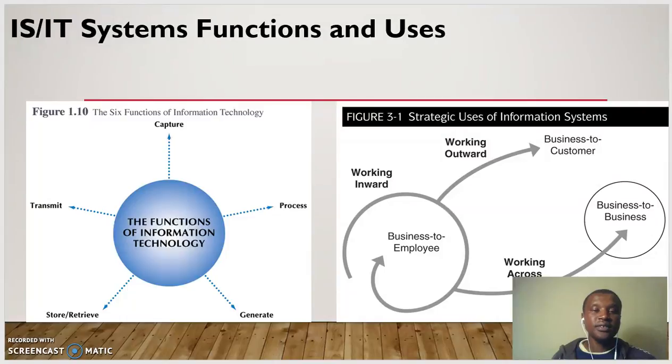IT has six functions, which is to capture, to process, to transmit, generate, store, and retrieve information. From a strategic user's point of view, you can look at it from an internal perspective, use within an organization, an interaction between colleagues, for example, use of collaboration tools. Externally, use with customers, in this case business-to-customer interactions, or between businesses, which would be B2B or business-to-business, an example being with vendors or suppliers.